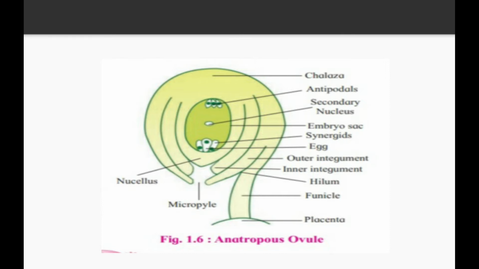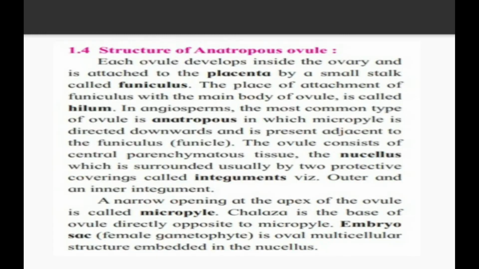After that, there is a funicle. It is a hair-like projection which is responsible for directing the pollen tube towards the micropylar end. And after that, the last portion is the placenta. Placenta is nothing but the connection point between the ovule and our flower. Whatever nutritive portion or parenchymatous tissue is providing nourishment to our ovule till the fertilization process is the nucellus. Okay, so let's see the description of the anatropous ovule.